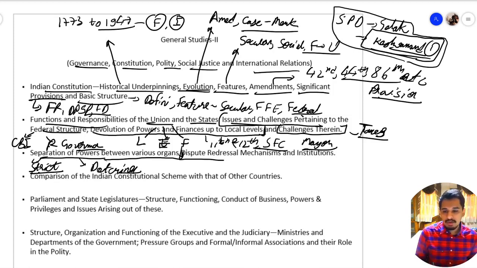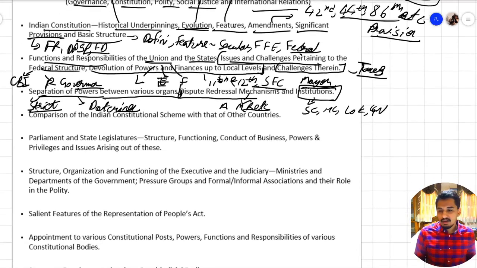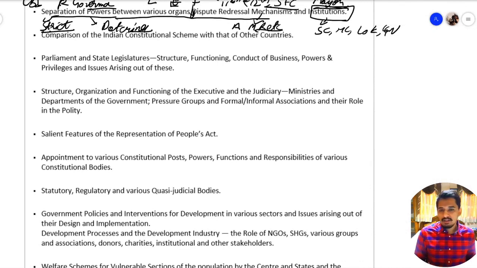Then we have dispute redressal mechanism. Under mechanism we have arbitration, mediation, reconciliation and other mechanisms. And the institutions, in this we have Supreme Court, High Court, Lok Adalat, Gram Nyalay and various other institutions for dispute redressal. Then we have comparison of Indian constitutional scheme with that of other countries.